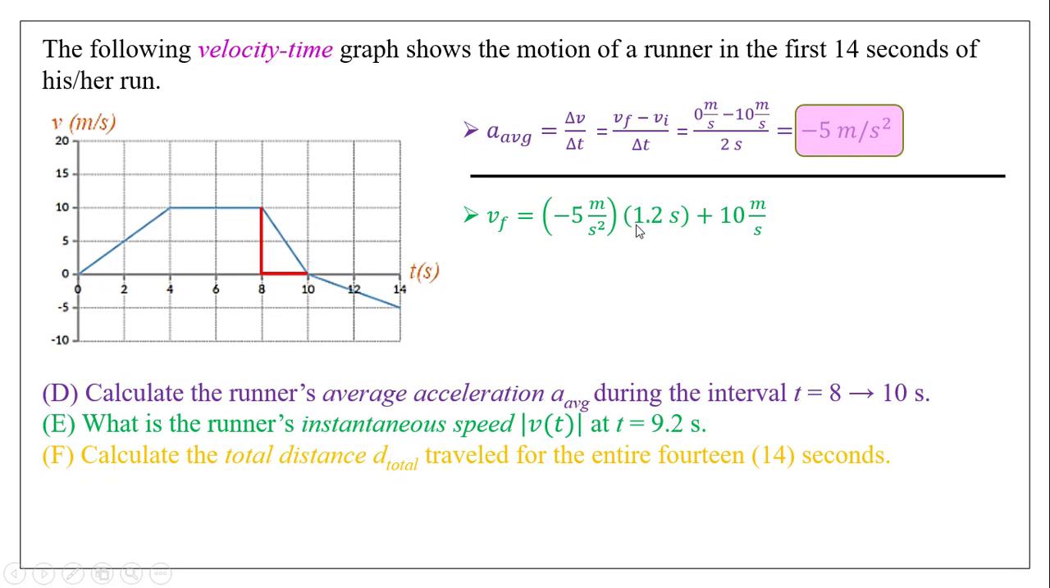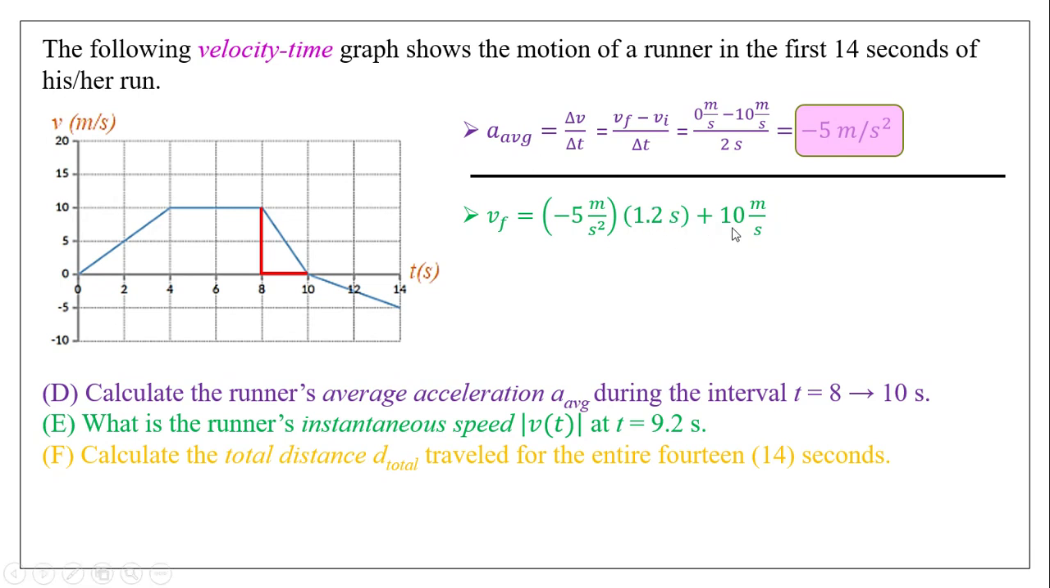How come my time is only 1.2 seconds? Because I'm starting at 8 seconds, and from 8 to 9.2 seconds is a difference of 1.2 seconds. I keep saying this: it's important for you to understand where the problem starts and where it stops, and you have to use the information for that segment. Do not get things mixed up. So the time here is 1.2.